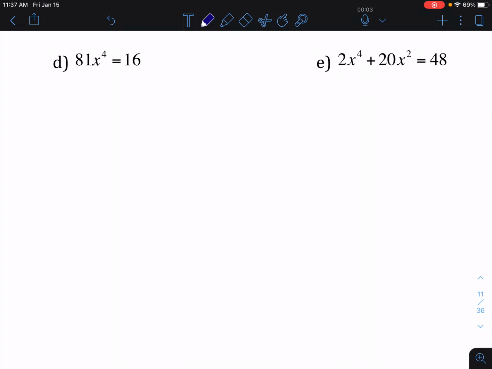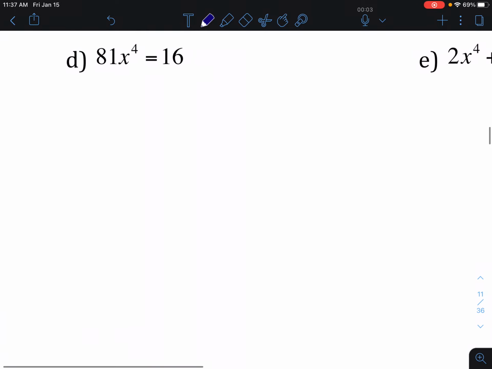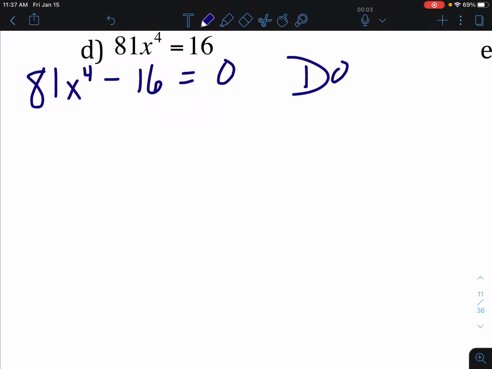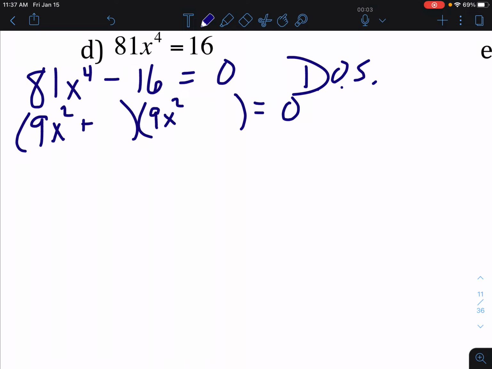Letter D. We need to set it equal to 0 before we factor. All right, this guy is actually a difference of squares. Binomial with a minus sign and square rootable numbers. So go to your two binomials. I hope you guys are pausing and writing down the notes as you go through this. 81x to the fourth is, remember, we're square rooting the number but dividing the exponent. So 9x to the second, plus minus for difference of squares, and the square root of 16 gets 4s.